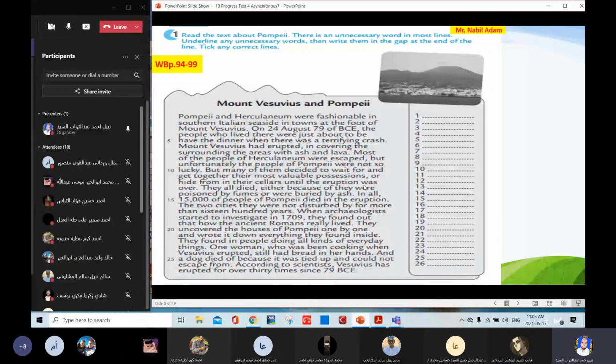For example, Bombay and Herculaneum were fashionable in southern Italian seaside in towns at the foot of. In here, this is an unnecessary preposition. So I underline the preposition in and I write it here. Okay. If you don't have any unnecessary word, you can put a tick, right.